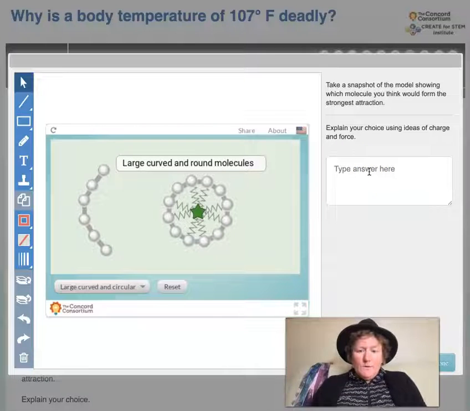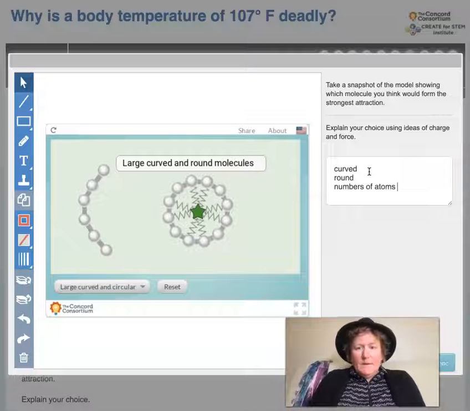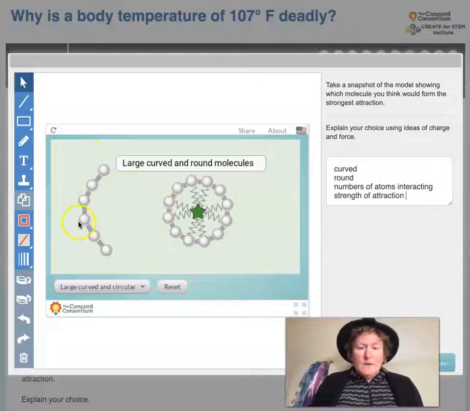And some things you could use to formulate your answer would be curved, round, number of atoms interacting, and you could say strength of attraction. How well is this round molecule going to stay stuck in this curved molecule? That's really the question we're looking at. And here's a word bank you can use to formulate your answer.